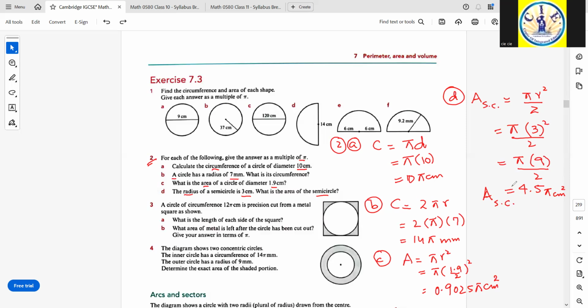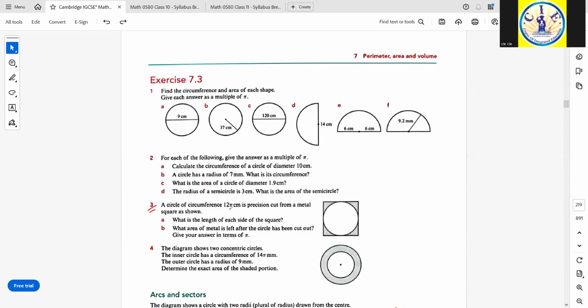Okay, then we proceed to question number 3. A circle of circumference 12 pi centimeters is precision cut from a metal square as shown. What is the length of each side of the square?